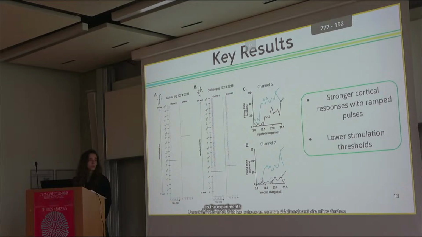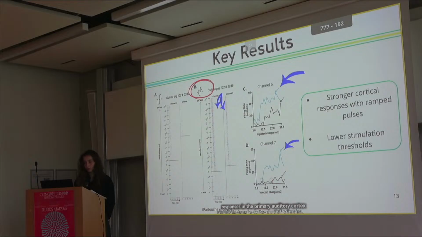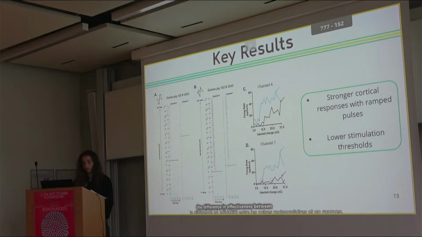So the experiment showed that round pulses trigger stronger responses in the primary auditory cortex with lower current thresholds, and these plots illustrate the difference in effectiveness between rectangular and round pulses. So these results pave the way for new stimulation strategies to improve cochlear implants.